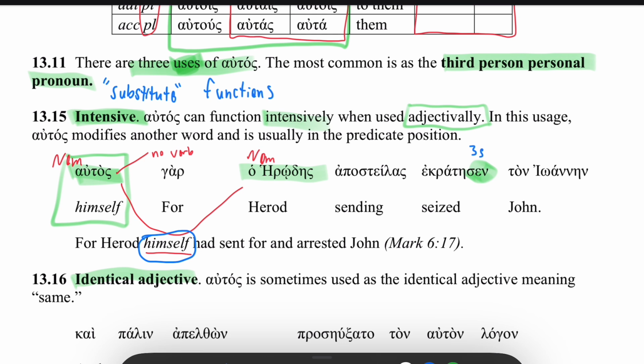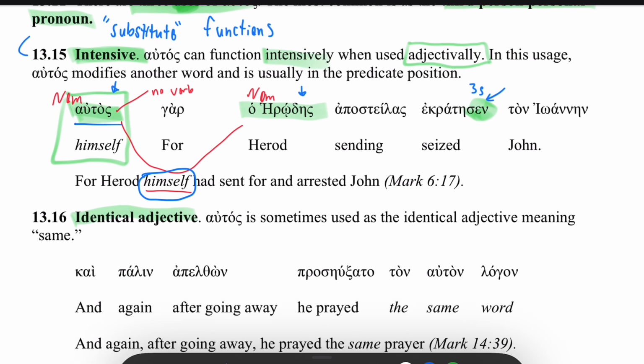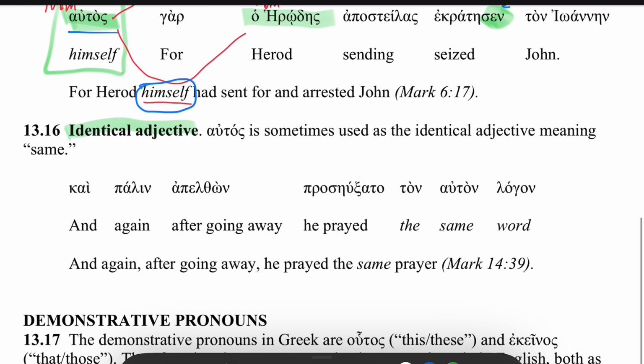So you already know the subject is he. Then you have Herod on top of that, and then you also have himself. All of these are serving to really put the emphasis on Herod was actively doing this. Herod himself did this. So when you see autos and it's not functioning independently as a pronoun, then himself as an intensive, or herself or itself, is a viable option.